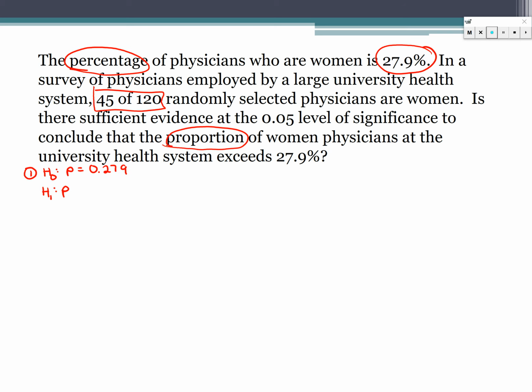So same thing here. For the alternative hypothesis, it looks like we want to exceed. So exceed, we're going to go greater than our hypothesized proportion. And that is also what our researcher is trying to conclude, is what they're trying to show is that it's greater than. So that's also my claim.